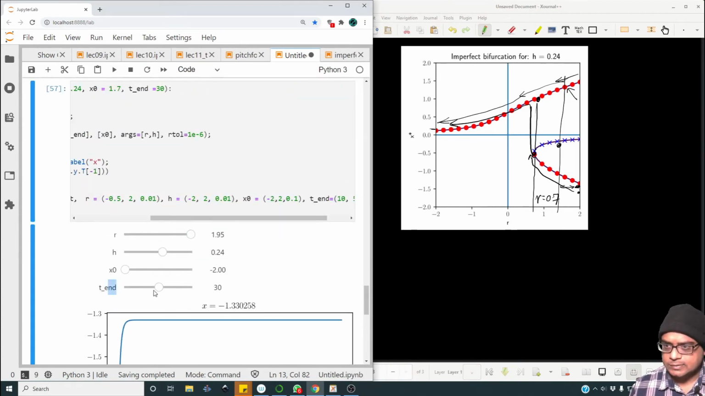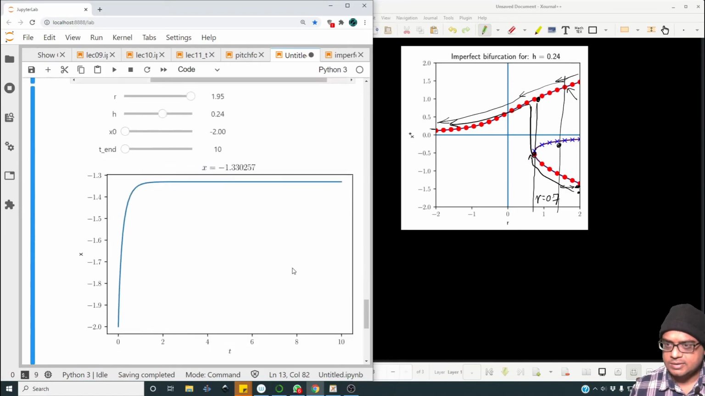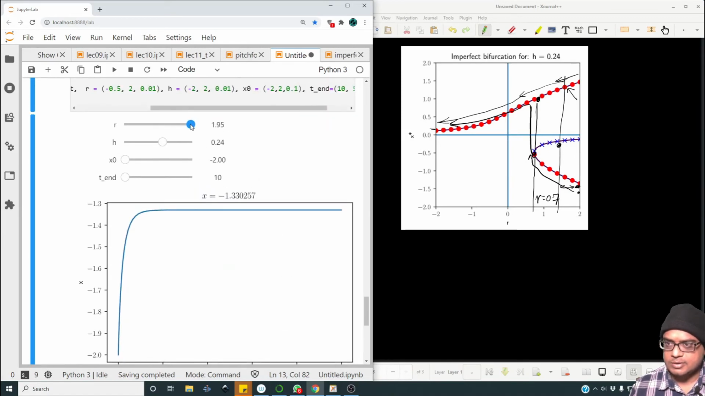So let me reduce t end. Okay, let me reduce r. Okay, so x is reducing, x is still reducing. Just a word of caution, in order for this to happen quickly, your computer has to be quite fast, because you're actually solving an IVP every time you change the value of the slider. My computer is a decent computer, it runs reasonably well, can't complain.